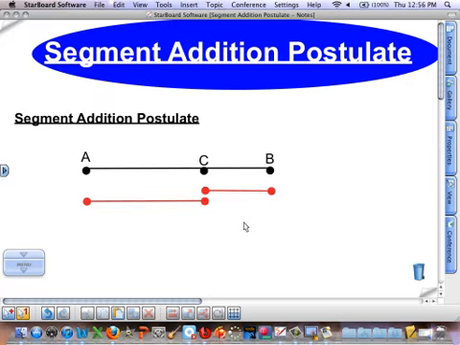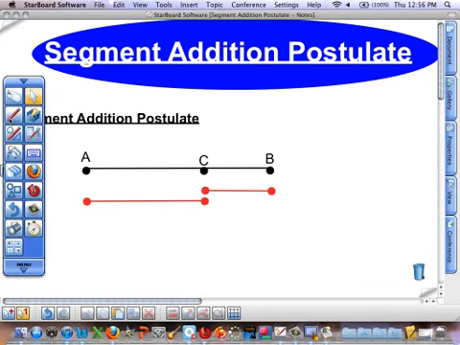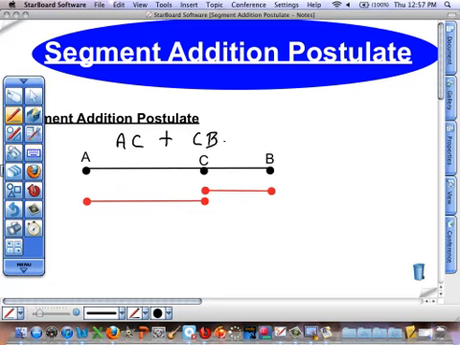So the segment addition postulate, again: sum of the parts equals the whole. Let's go ahead and write that down. That's an important way to do that. We take AC, add it to CB, we get AB. And then this whole thing, collectively, is what I like to call the geometric equation.